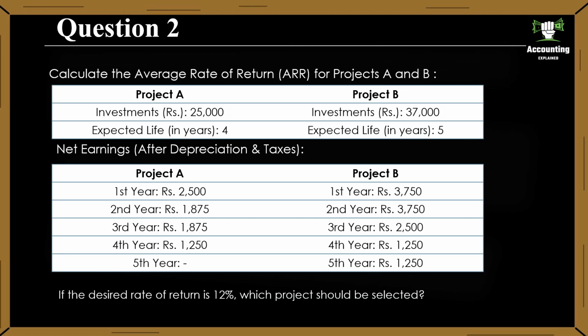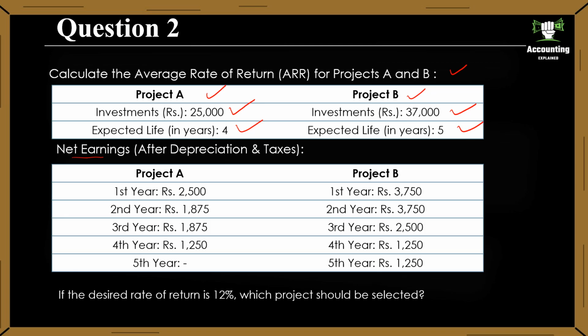This is one of the exam questions which we are going to solve today. Calculate the average rate of return ARR for projects A and B. Project A, investment is rupees 25,000, expected life in years is 4. Project B, investment is rupees 37,000, expected life is 5 years.